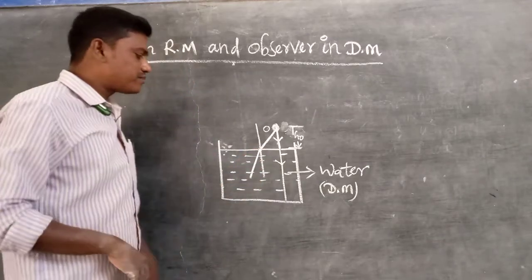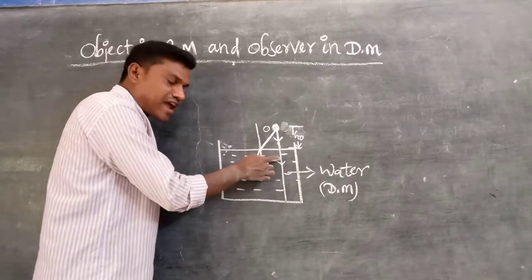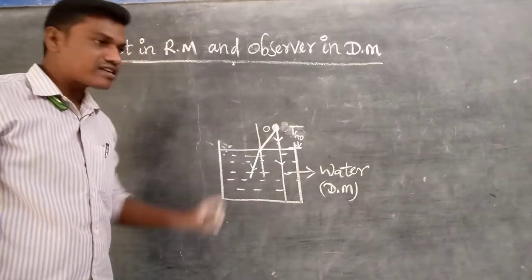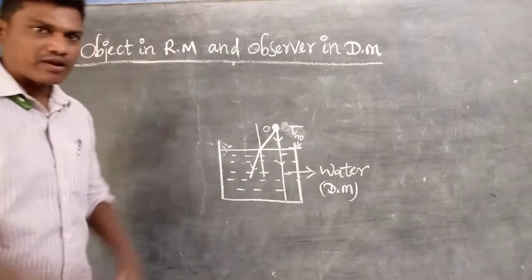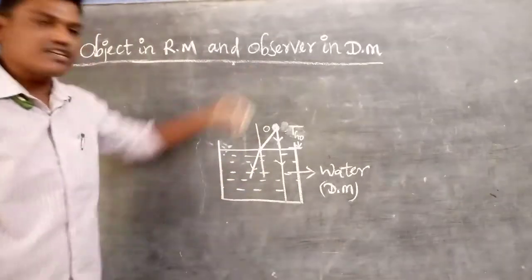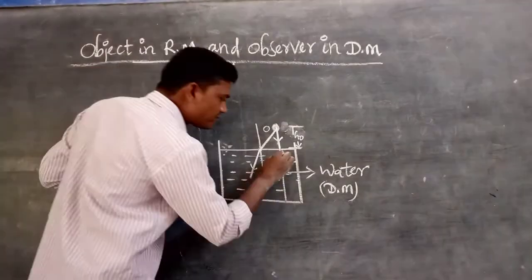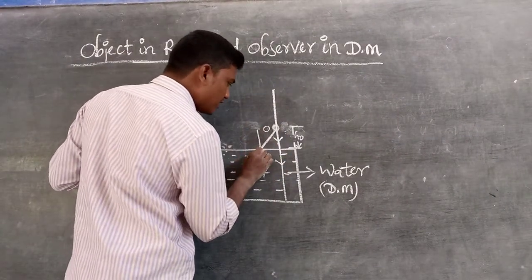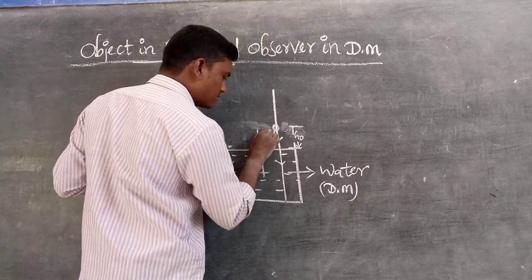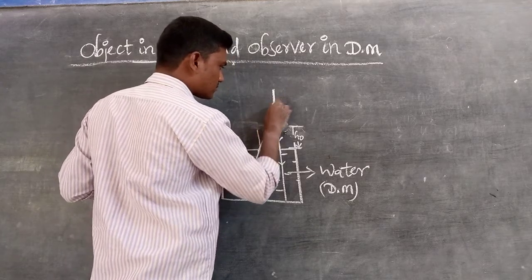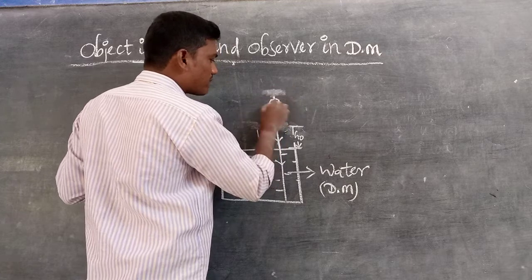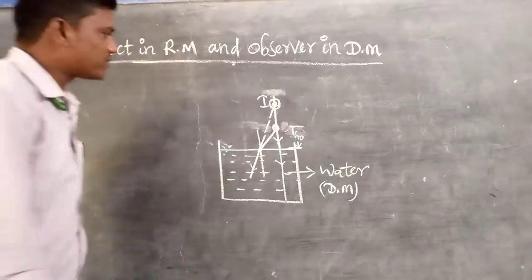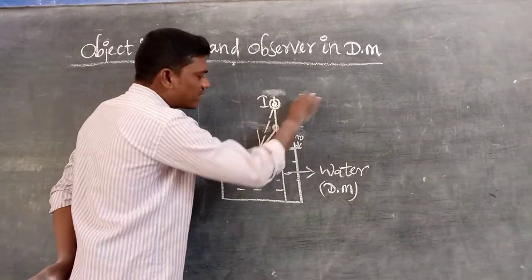Here we observe that this is the first refracted ray, and this is the second refracted ray. After refraction from the refracting surface, these two rays never meet, so where will the image of this object be found? The first refracted ray is produced backward and the second one is also produced backward. Where the two meet, at that point the image will be found. That's why at point I, the image will be found.